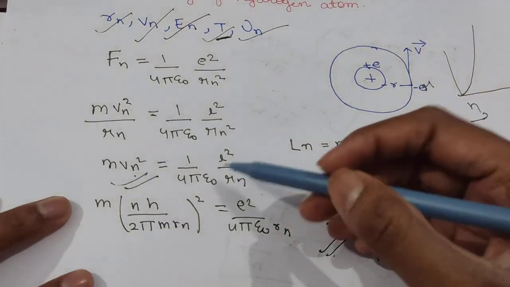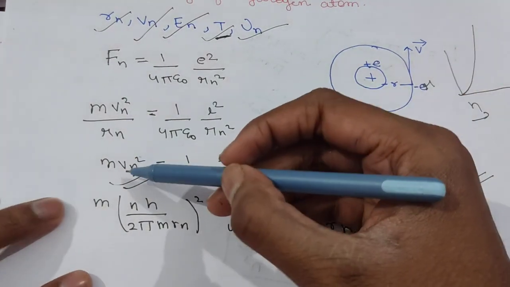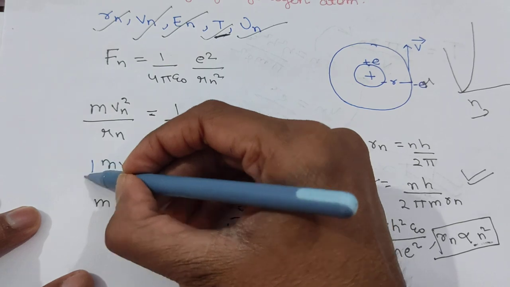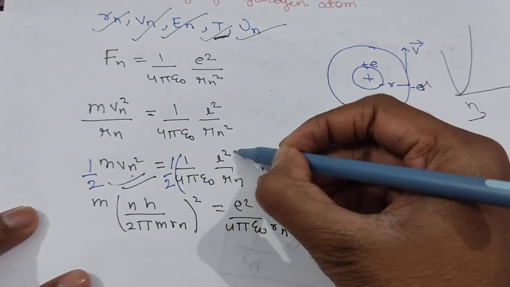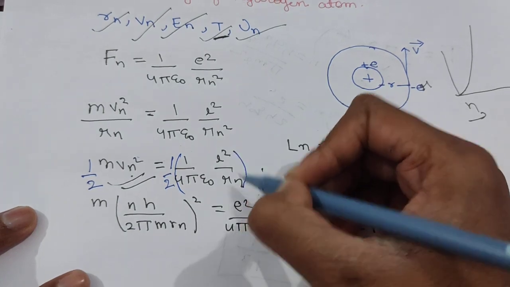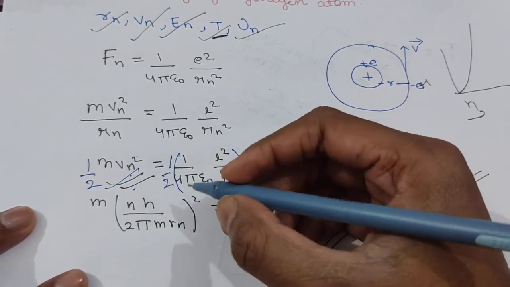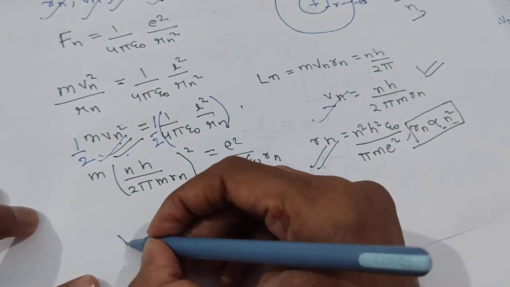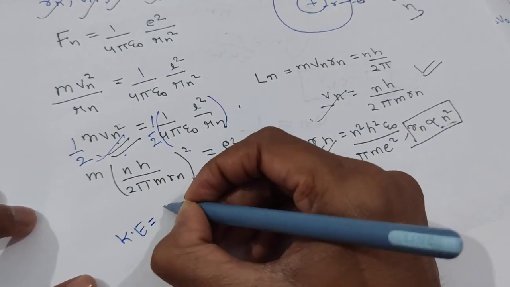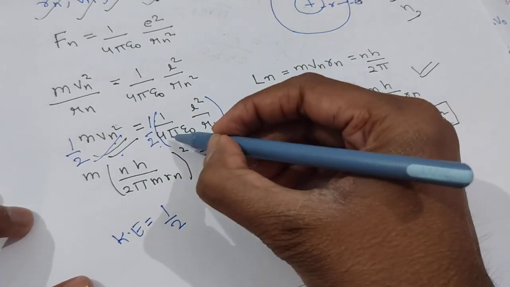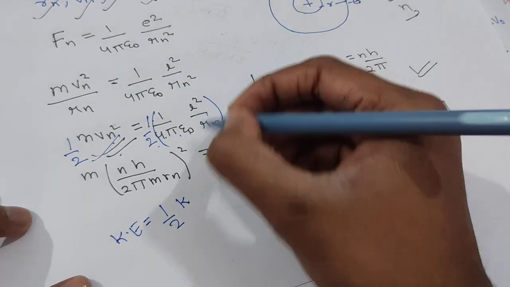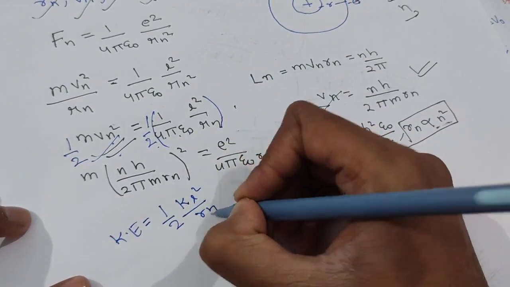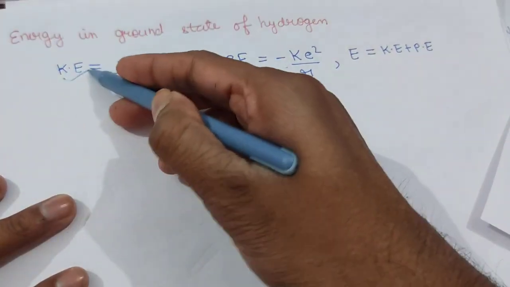This is like mv square. So if we multiply by half on both sides, we'll get the kinetic energy. So what is kinetic energy? Kinetic energy KE is equal to half, and 1/4 pi epsilon naught, we can say the k, and then it is e square by r. So we can say this formula comes from there.